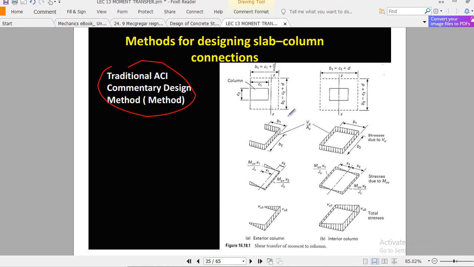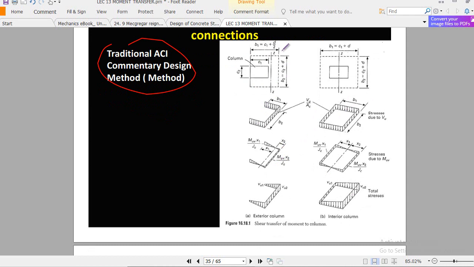Here we already discussed it. But you see what is B1, what is B2. Remember, if the moment is about the z-axis, then this notation will be used. And similarly here, if the moment is about the z-axis, then this notation will be used. This is the shear stress distribution due to Vu divided by Ac. Ac is the area of the shear perimeter, meaning b0 times d. b0 into d will give you Ac.